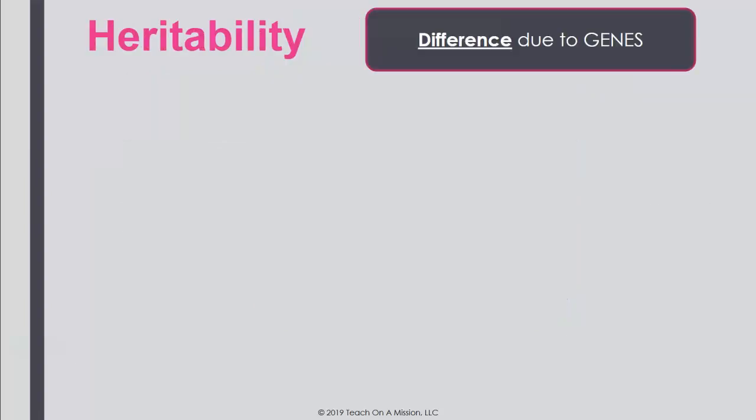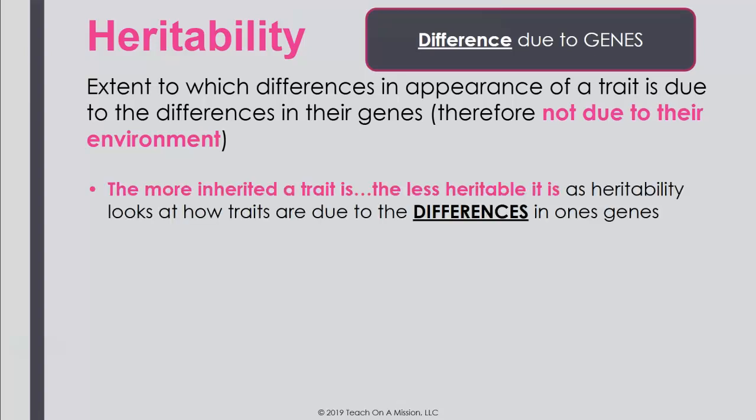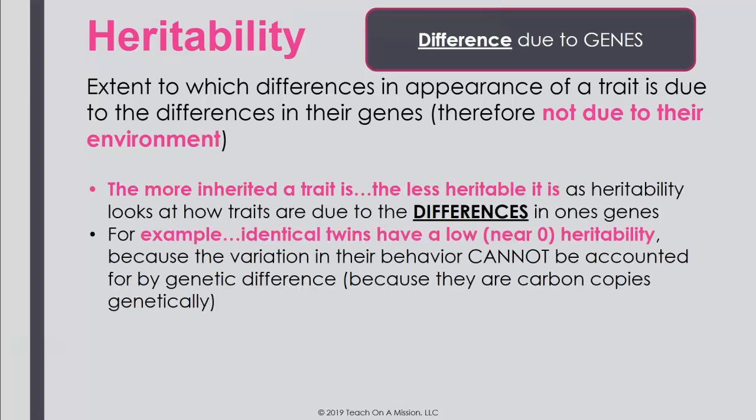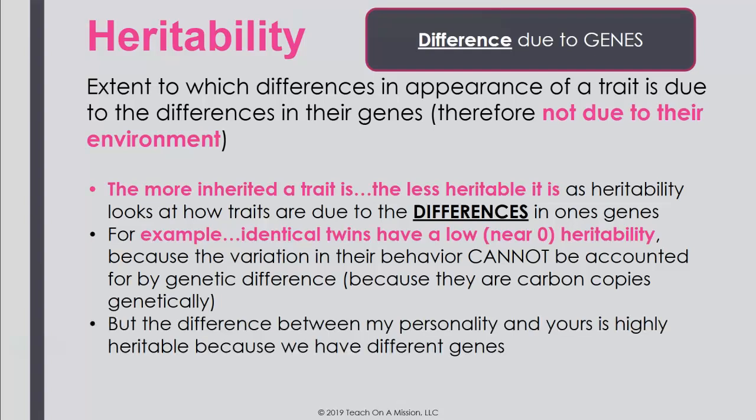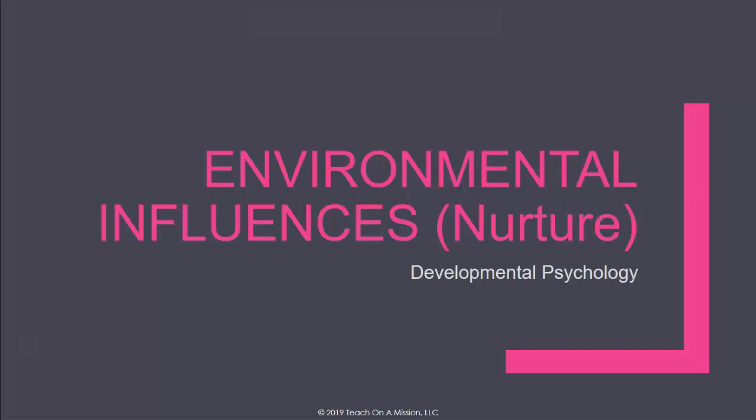Heritability is the next one. Heritability is what portion of our differences are due to our genes, therefore not due to their environment. So the more inherited a trait is, the less heritable it is. For example, identical twins have a low heritability rate, near 0, because they have identical DNA. So if you live near me, our differences are even more heritable because our environment is similar, meaning it's even more certain that our differences are due to genetic differences.